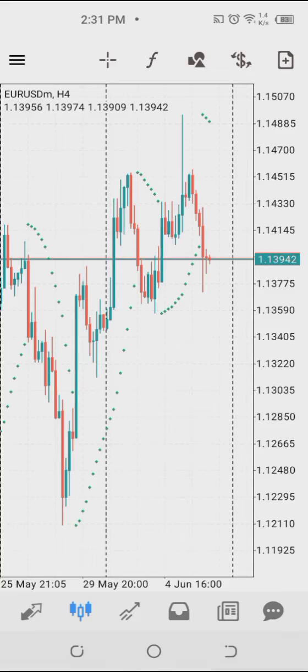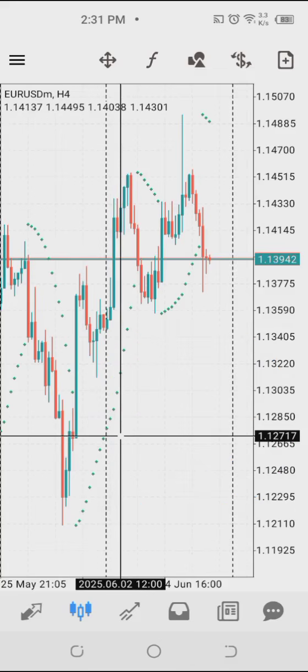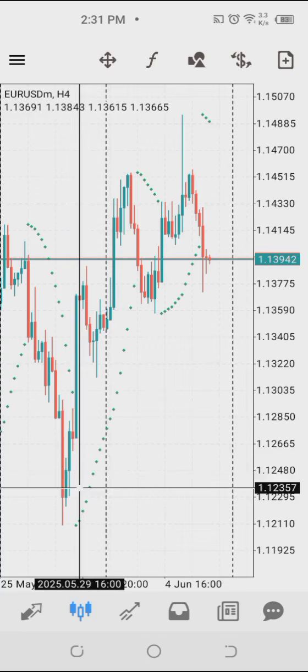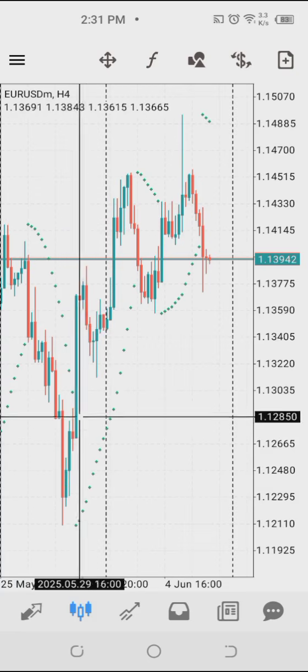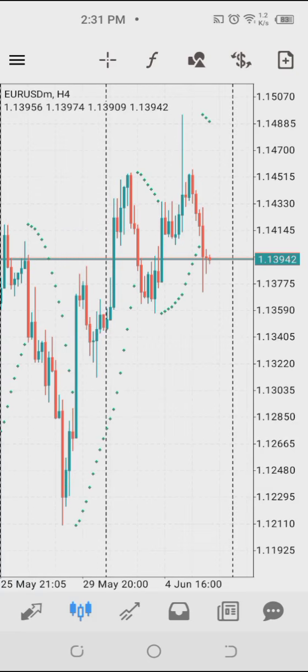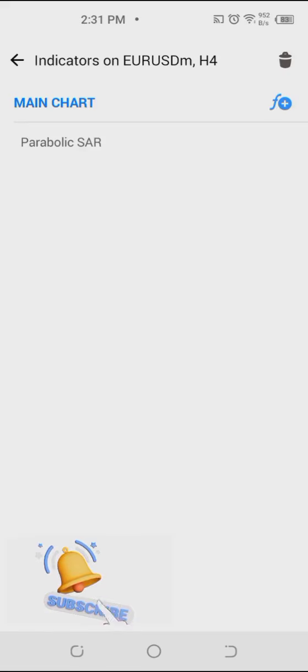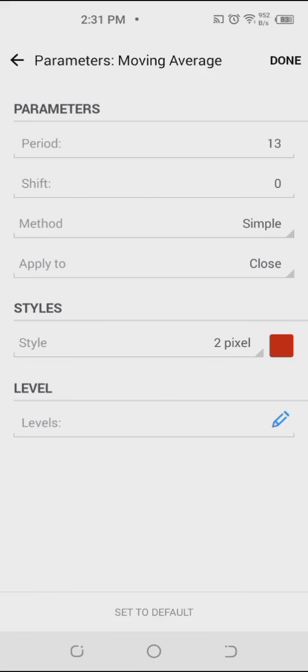Now look at the Parabolic SAR, please. The green dots you're seeing imprinted on the screen, those are your Parabolic SAR. Now we are going to be adding another indicator, which is a moving average. I'm going to be adding moving average 13. I'll be working with period 13, method simple, apply to close, and no level.